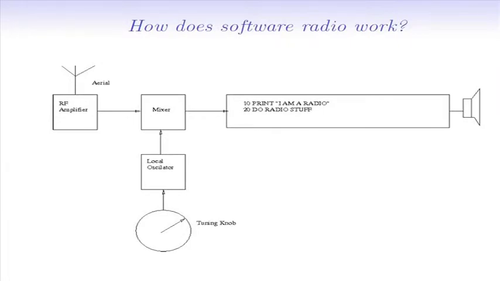So the idea of software radio is you get rid of all the hard stuff and you replace it with a computer program. Now, of course, you're going to have to somehow get the signal into the computer. So how do you do that?